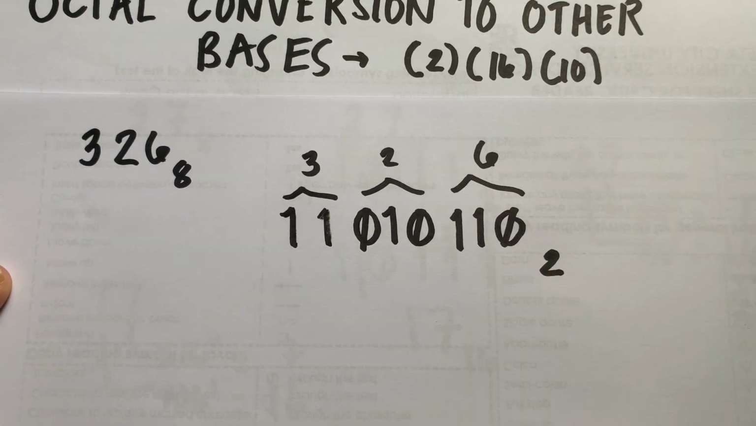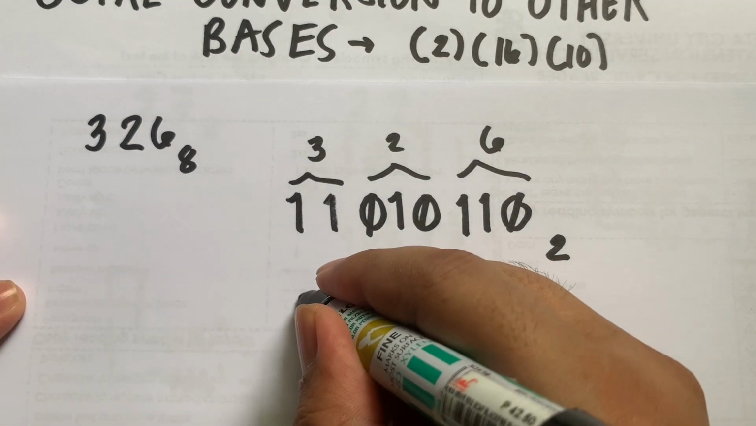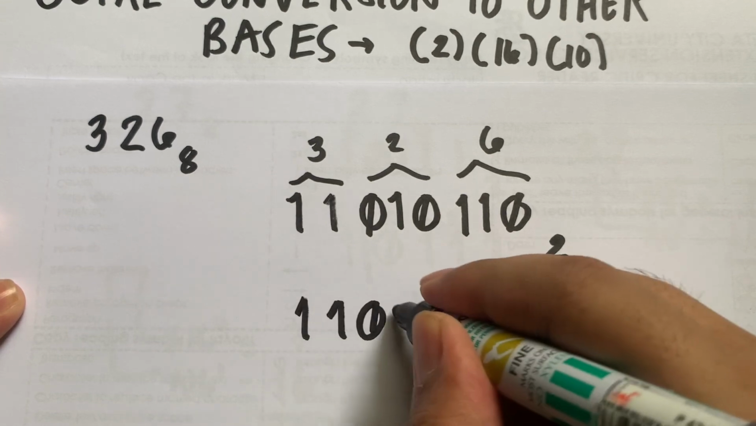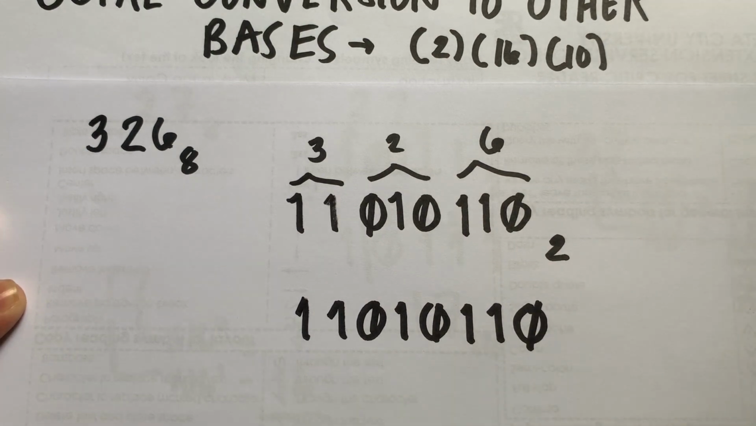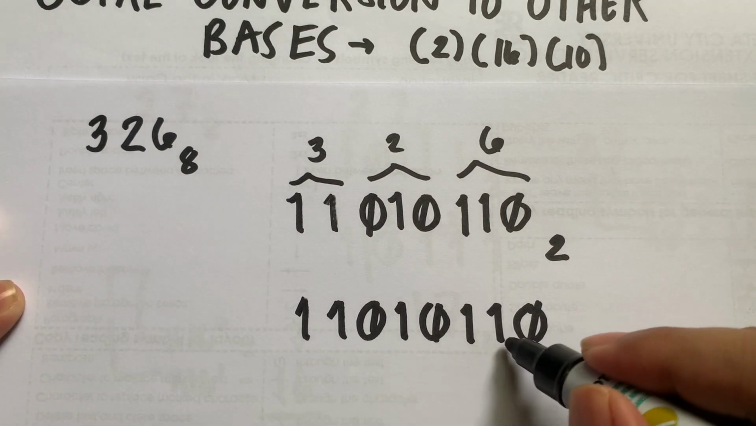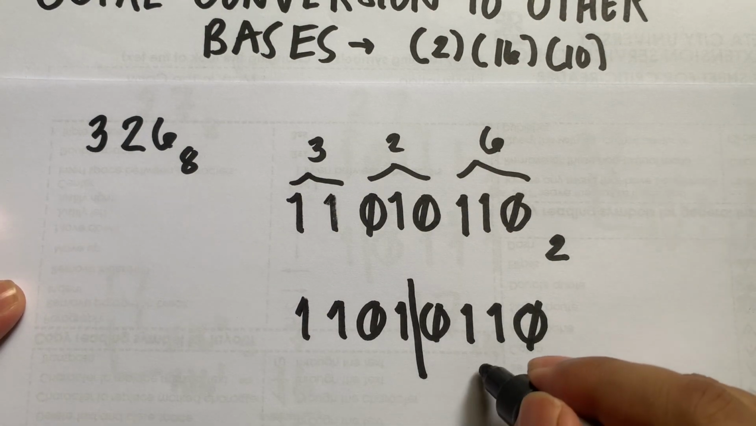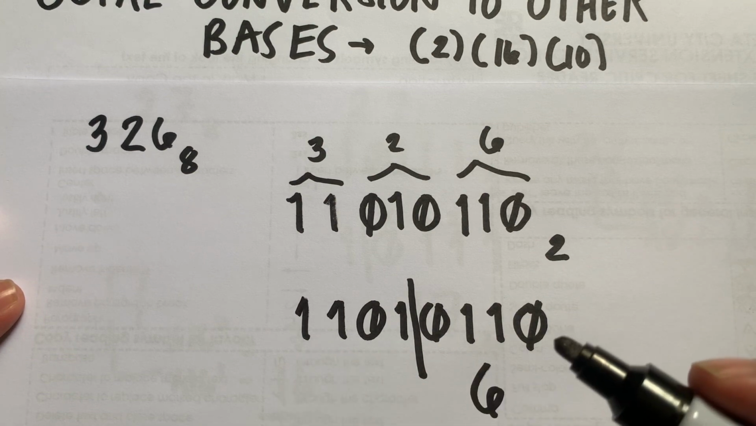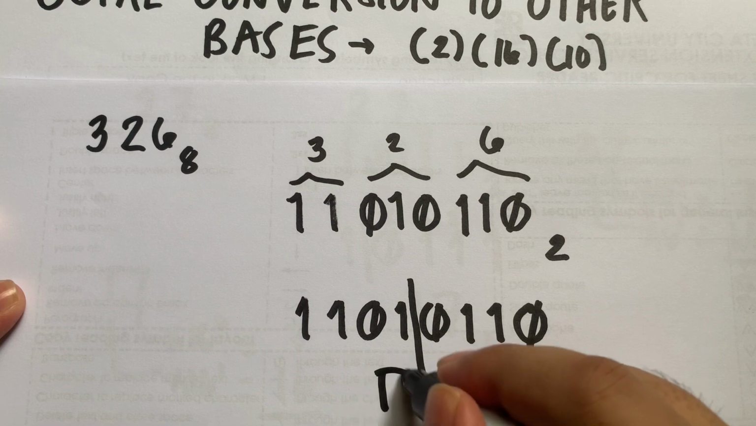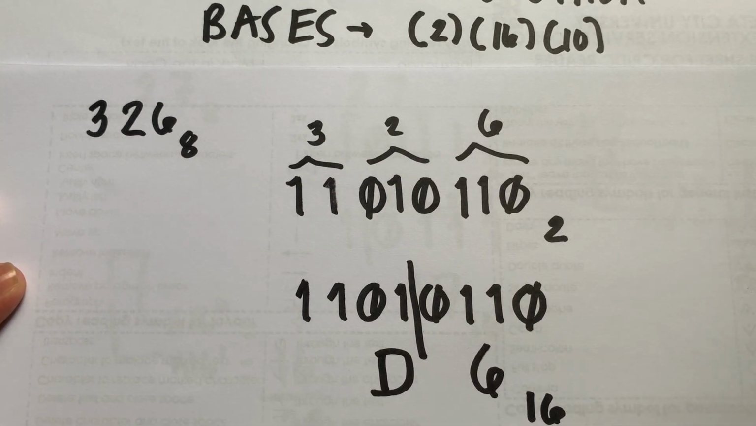Now that we have computed the binary equivalent, we can easily get the hexadecimal equivalent. How? We simply rewrite its binary equivalent, and then we group it into 4. 1 2 3 4, 1 2 3 4. Using the positional value, this is 6. This is 1 plus 4 plus 8, that is 13. But 13 is D in hexadecimal. So the hexadecimal equivalent is D6.